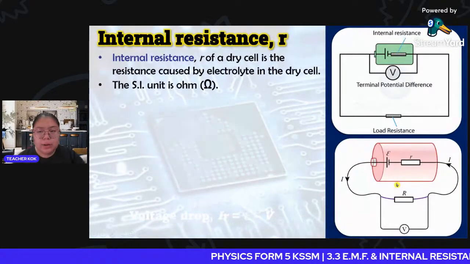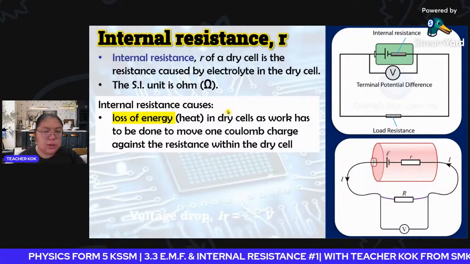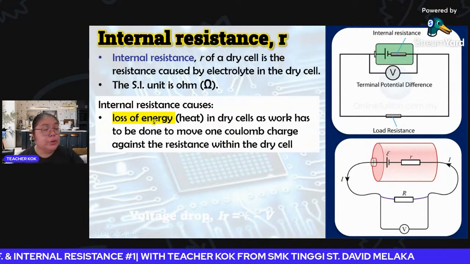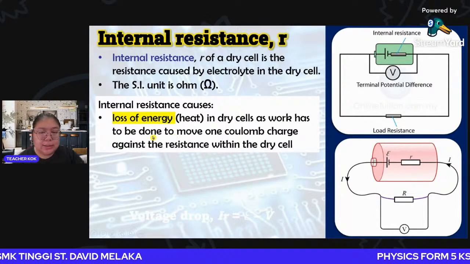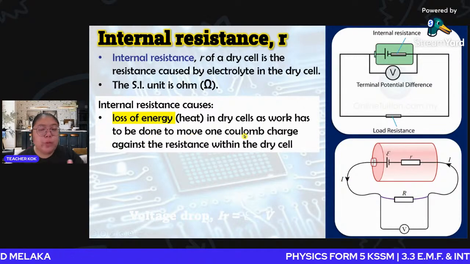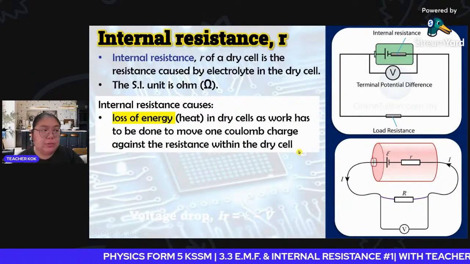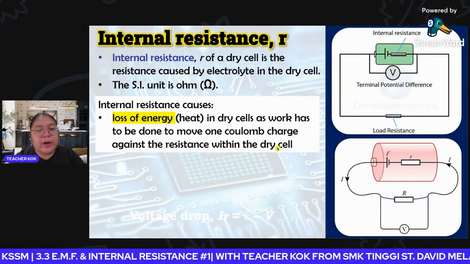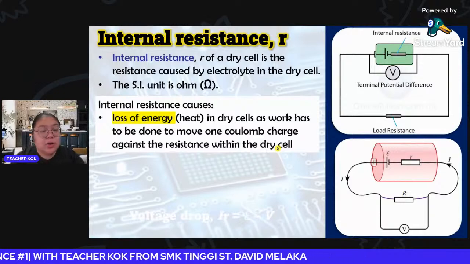This one also same. The diagram should be the same. Okay, so from here, internal resistance causes, first one, loss of energy, because you need to overcome the internal resistance. So loss of energy as heat in the dry cell as the work done. Work has been done to move 1 coulomb of the charge against the resistance within the dry cell. So they just want to overcome the resistance in the dry cell. So finally, the heat will be lost. So this one is what an internal resistance causes.